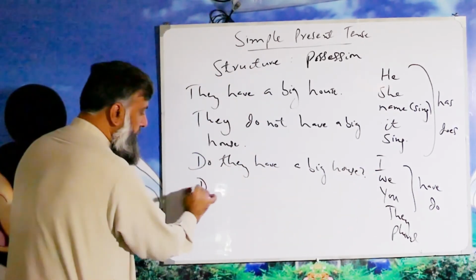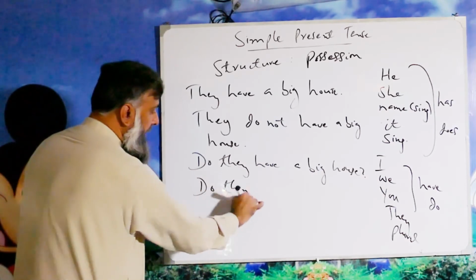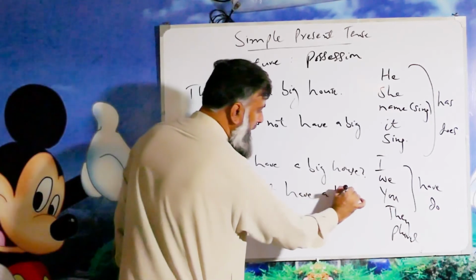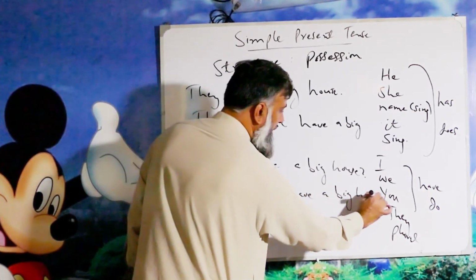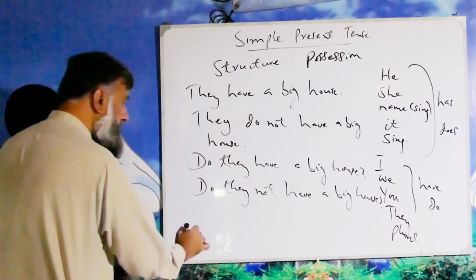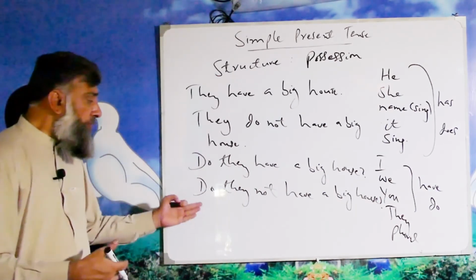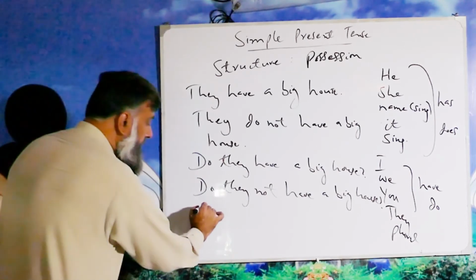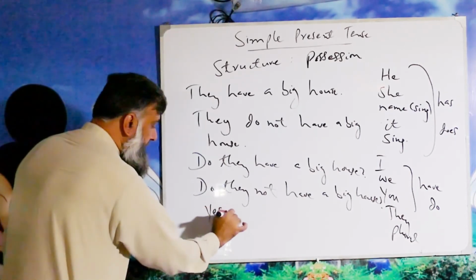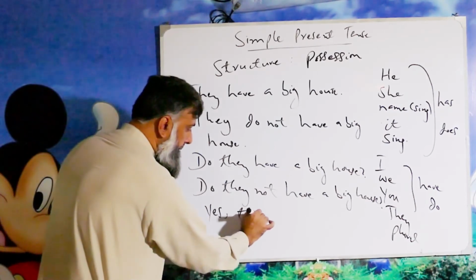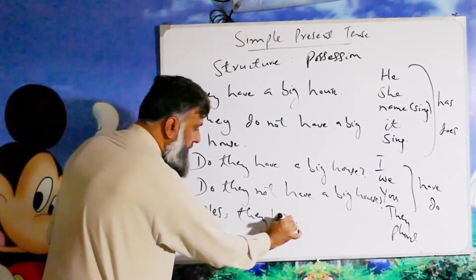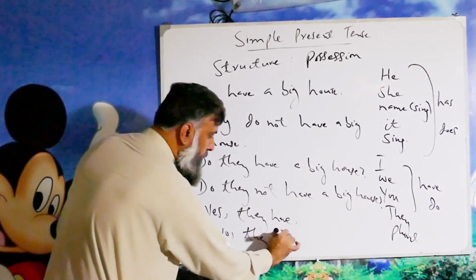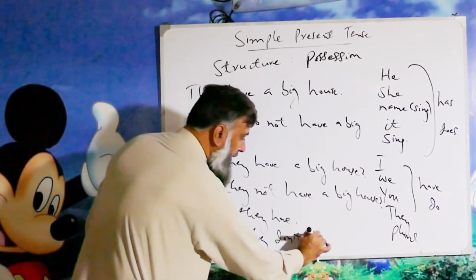Negative question will be: do they not have a big house? Or in short form, you can say: don't they have a big house? If you are using it in spoken form, positive answer will become: yes, they have. No, they don't have.